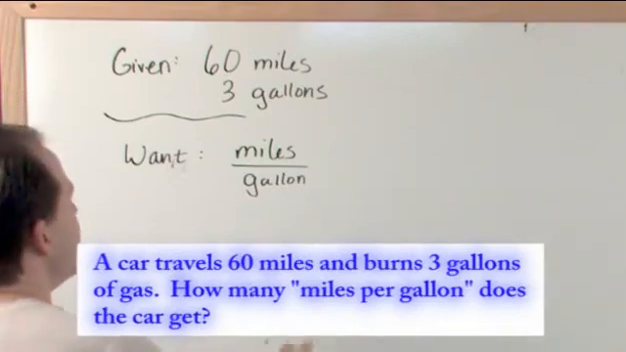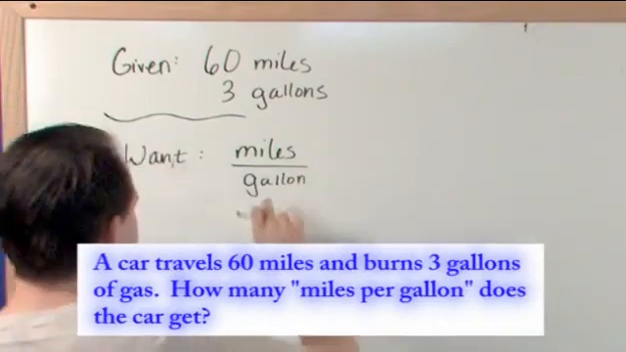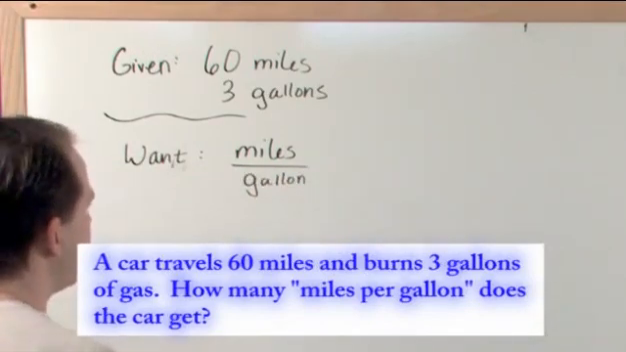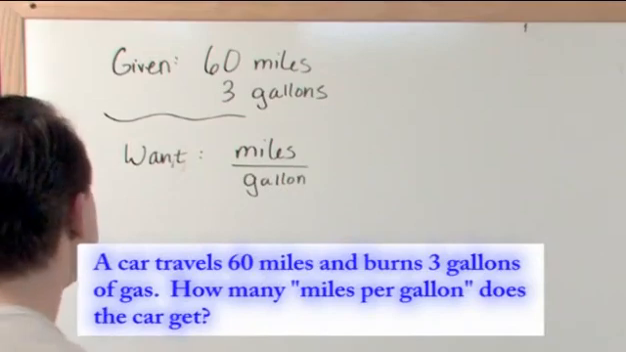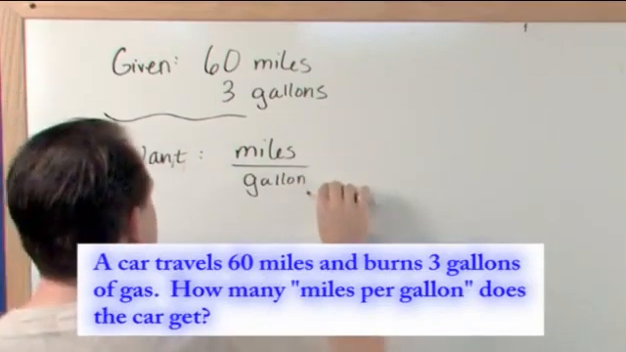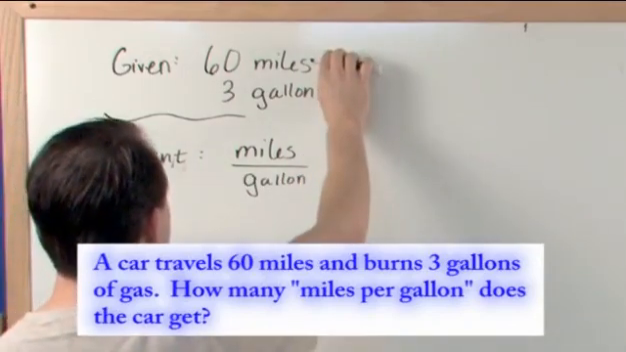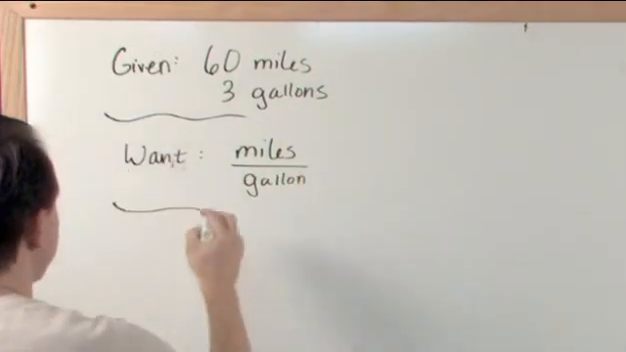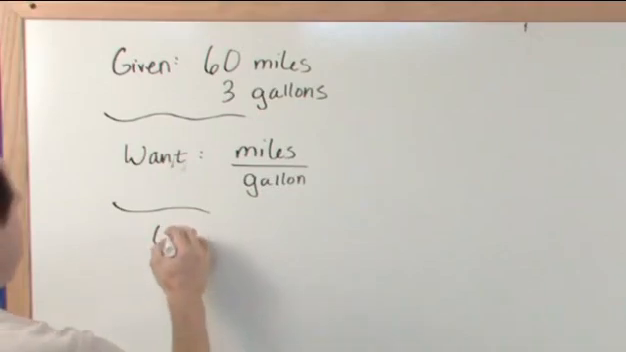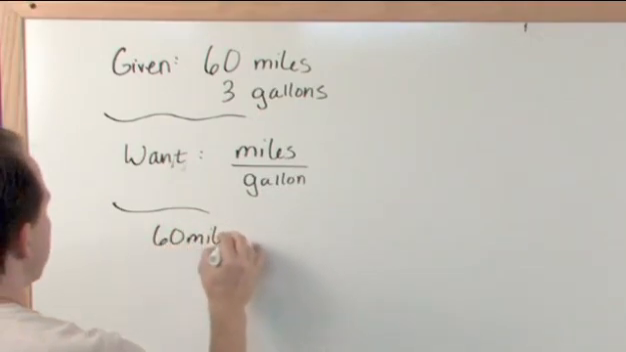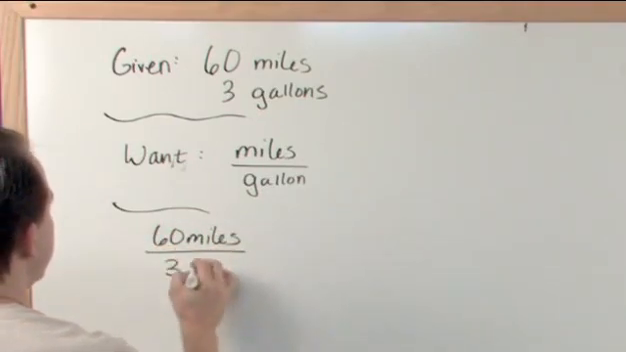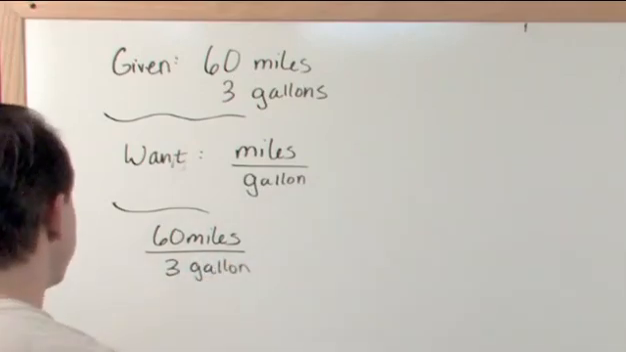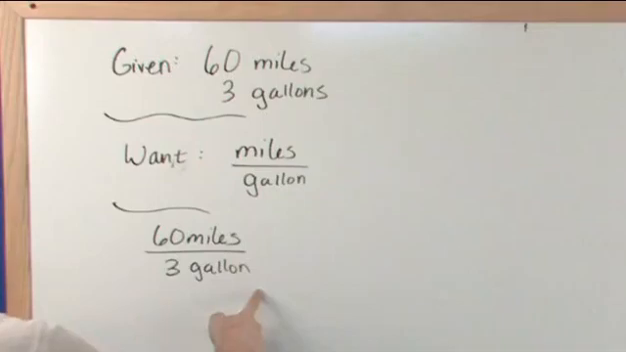So let me ask you something. If you want to find miles per gallon, because remember we've talked before that this line here just means per gallon, miles per gallon, that's how you read it. If you want miles per gallon, and I'm given 60 miles and 3 gallons, then what would happen if we wrote it like this? 60 miles per 3 gallons. Because that's, after all, what it says. It says that you go 60 miles and you take 3 gallons to do that.